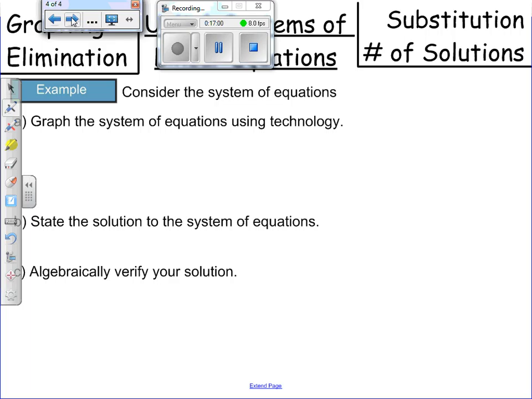We already graphed it all. We did that. We already algebraically solved our system.